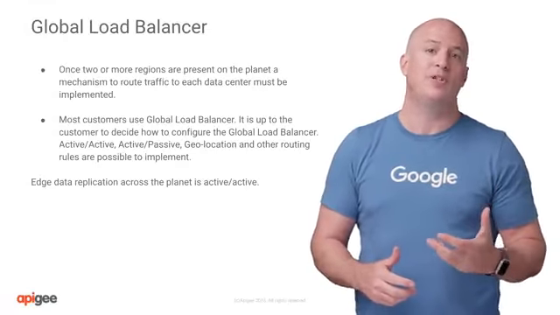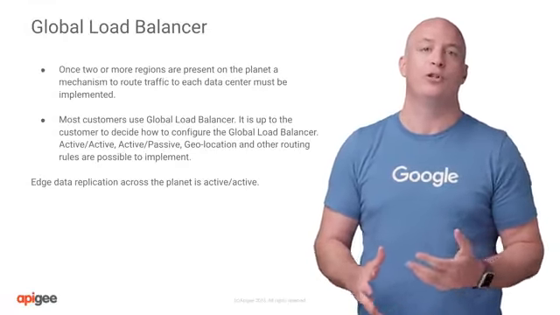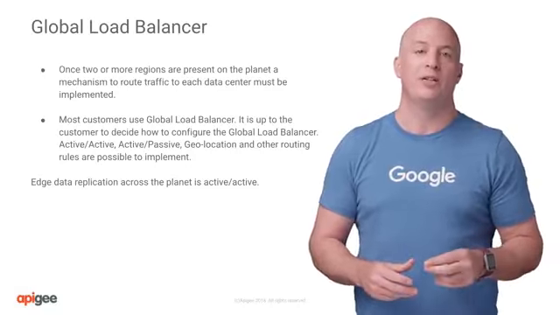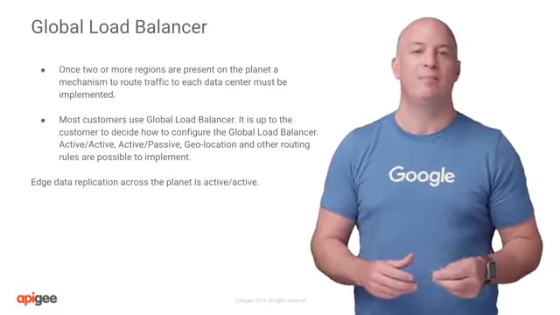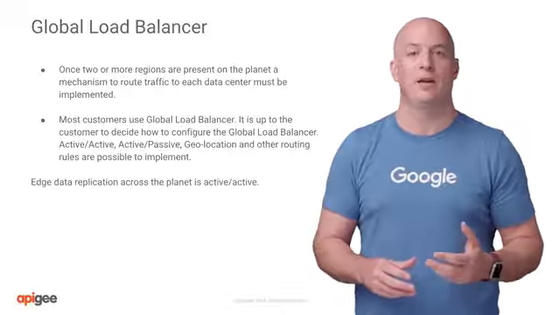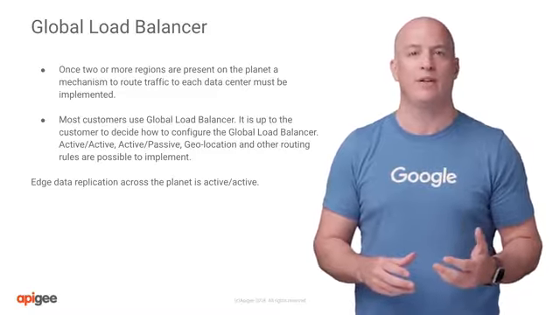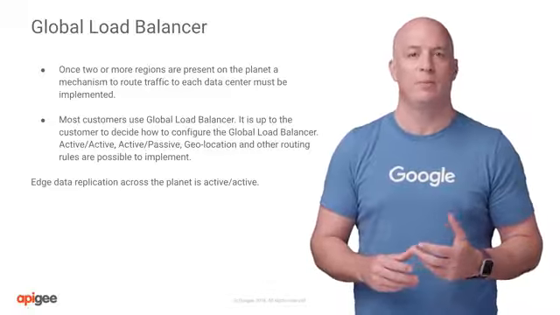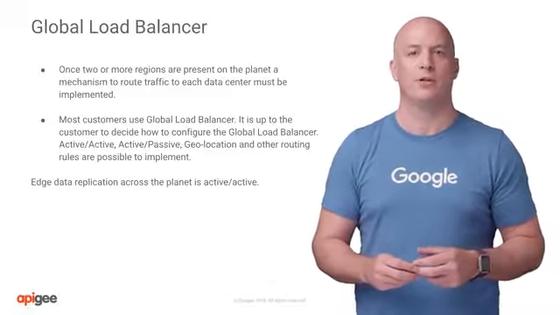At this point, our Apigee Edge planet has been expanded from 1 to 2 regions. Proxies deployed in either region will be seamlessly deployed in all regions. To take advantage of this, a mechanism is required to route traffic to each data center. Most customers use global load balancers.